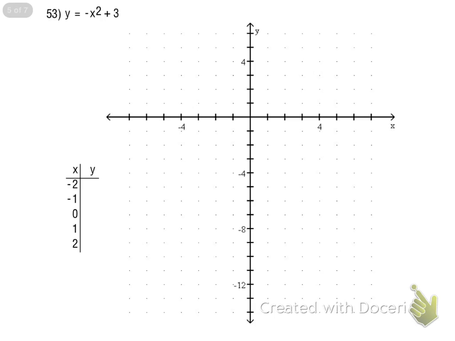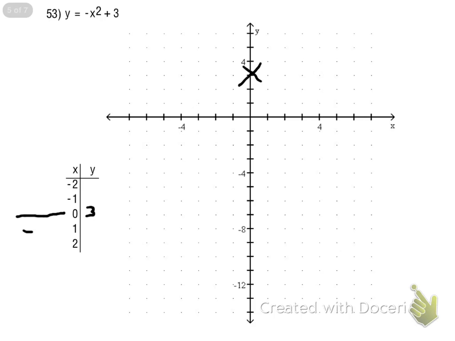I'll prove it. Again, when x is 0, remember that negative's there. The 0 gets squared, which is 0. If I put a minus in front of it, it's still 0. When I add a 3, I get 3. So when x is 0, y is 3, right there. I'll leave that there.